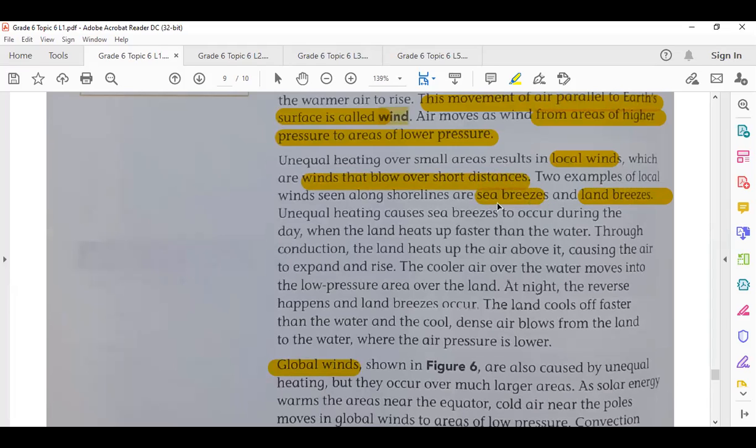Sea breeze means that it blows from water to the land. Land breeze blows from land to water.